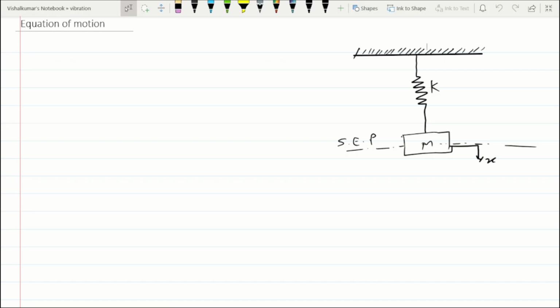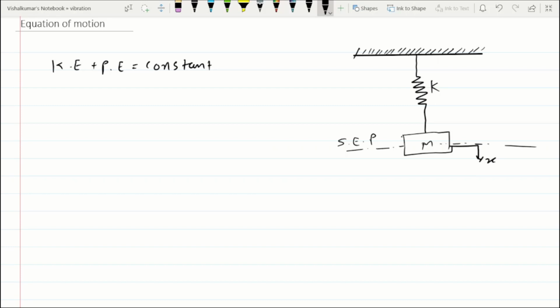Hello friends, in today's video we derive the equation of motion for a single degree of freedom undamped free vibration system by using the conservation of energy principle. So what the conservation of energy principle says is that kinetic energy plus potential energy is equal to a constant. The total amount of energy is fixed, it doesn't change. It can be transformed from one form to another form.